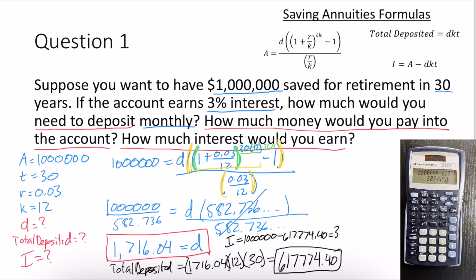So the amount of money that I earned in interest is $382,225.60. So that would be what the interest would be. So that's how you would solve question 1.